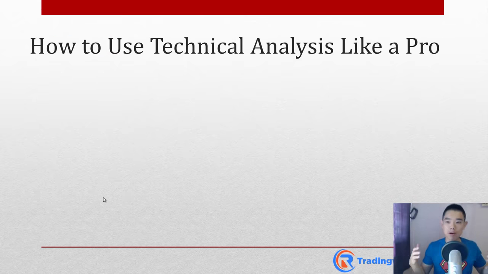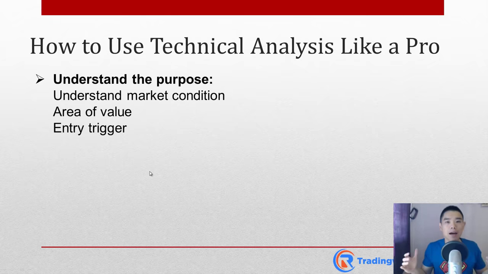Now, at this point in time, we have covered a lot in the last 33 minutes. We talked about chart patterns, candlestick patterns, indicators, and even drawing tools. So how do you actually combine these different types of technical analysis to formulate trading strategies? How do you do that? This is what this section is all about. Firstly, understand the purpose of your technical analysis, whether you're trying to define the market condition, define an area of value, or use it as an entry trigger. You have to know the purpose of your technical analysis. That is something that we covered extensively over the last half hour.